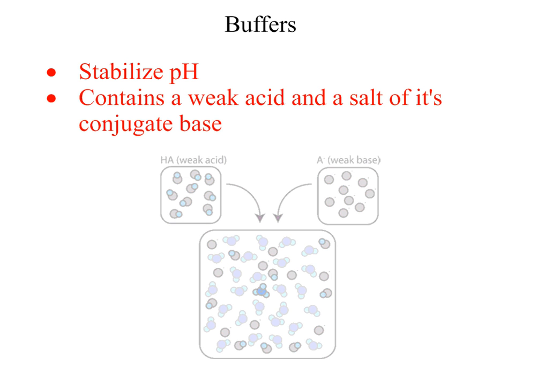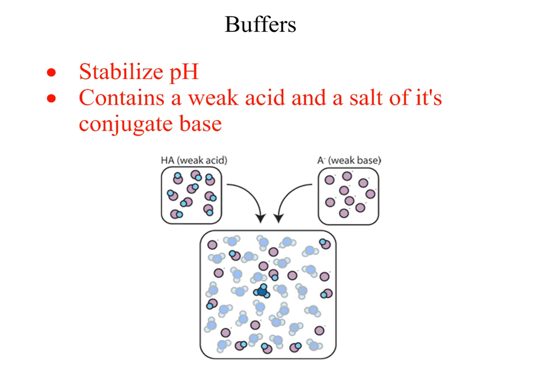So here we have a depiction of this. Our weak acid might be something like acetic acid, HC2H3O2. Right? So that's acetic acid. Now, the salt of its conjugate base, well, what we really need is the conjugate base of acetic acid, which is the acetate ion, C2H3O2 with a minus. So that's the conjugate base of acetic acid.